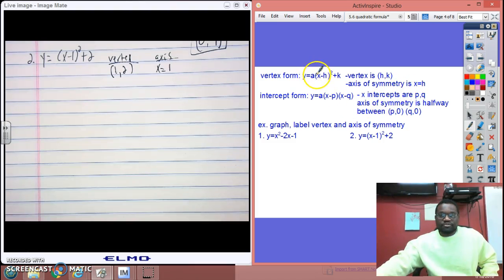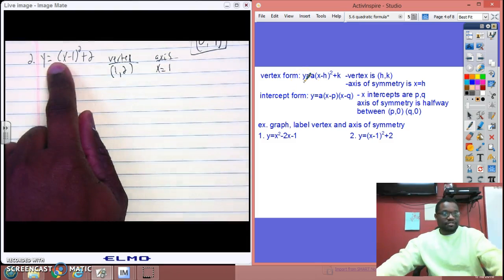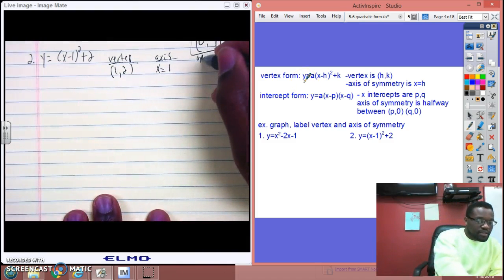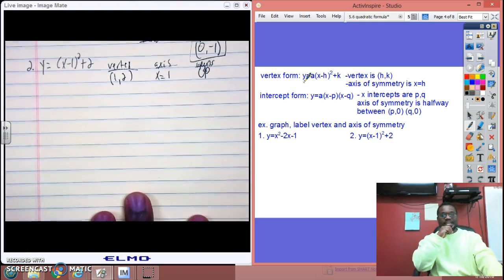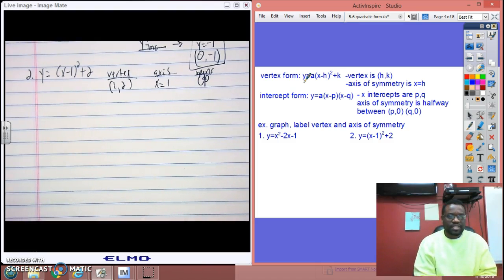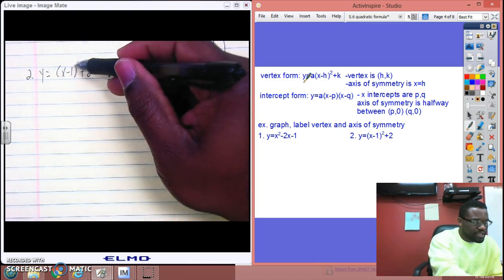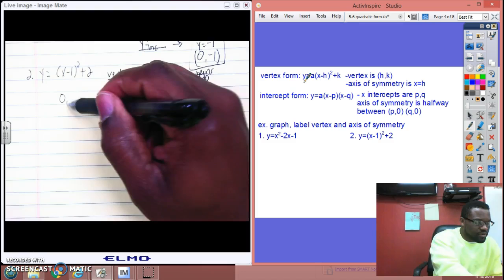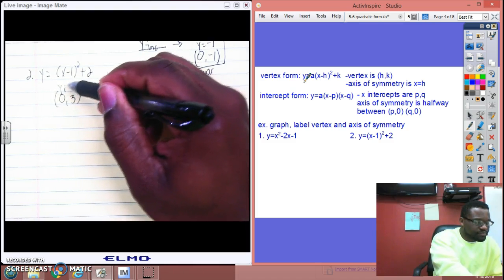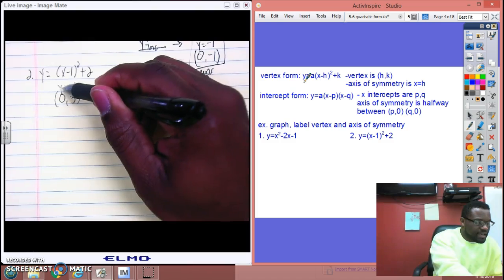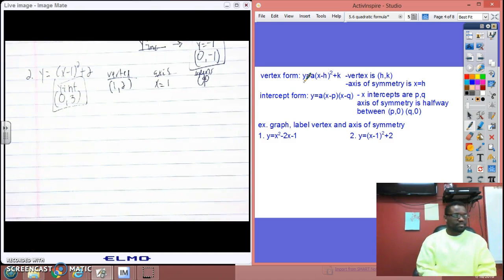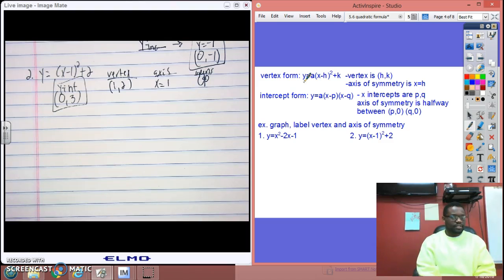A is the number in front, and notice it's not negative, so we know that it opens up. And this is just information that's going to help us graph. And if we put 0 in here, we're going to get 1 plus 3. So 0, 3 is our y-intercept. And so we can take that information and we can graph this to figure out what it looks like. By the way, since it's opened up, our vertex is a minimum.